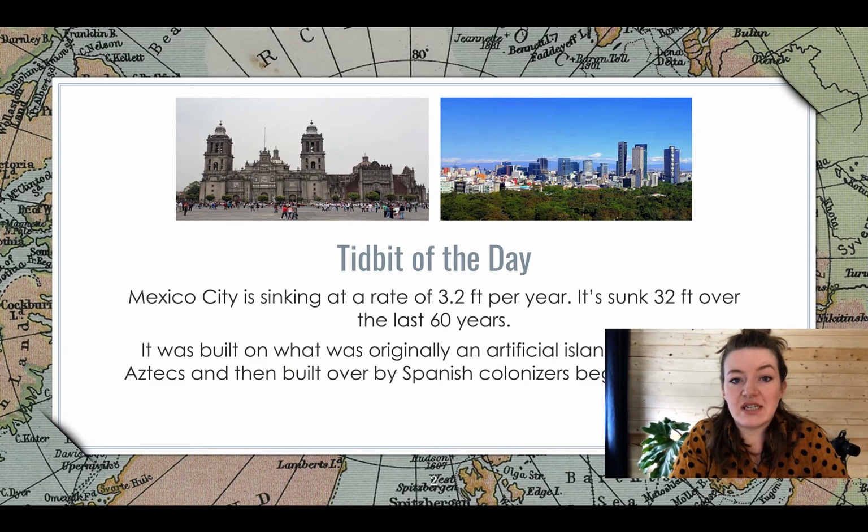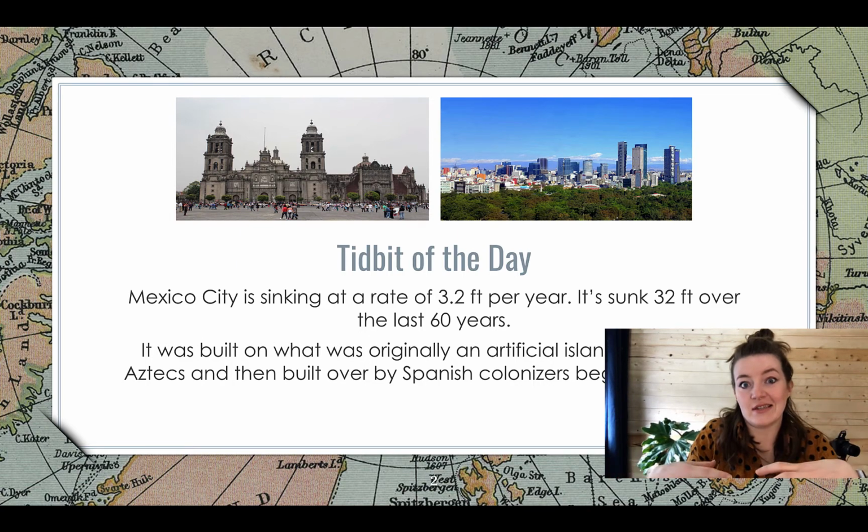Our tidbit of the day is that Mexico City, the capital of Mexico, is sinking at a rate of 3.2 feet per year and has actually sunk 32 feet over the last 60 years. This is largely because it was built on an artificial island on a lake, originally by the Aztecs. In 1521, the Spanish invaders started building on top of the Aztec ruins, and it still is sinking today.